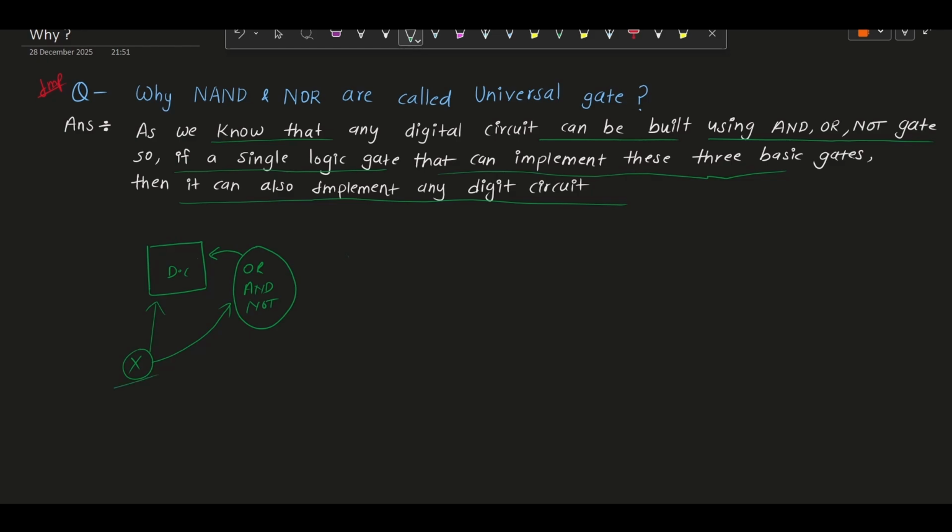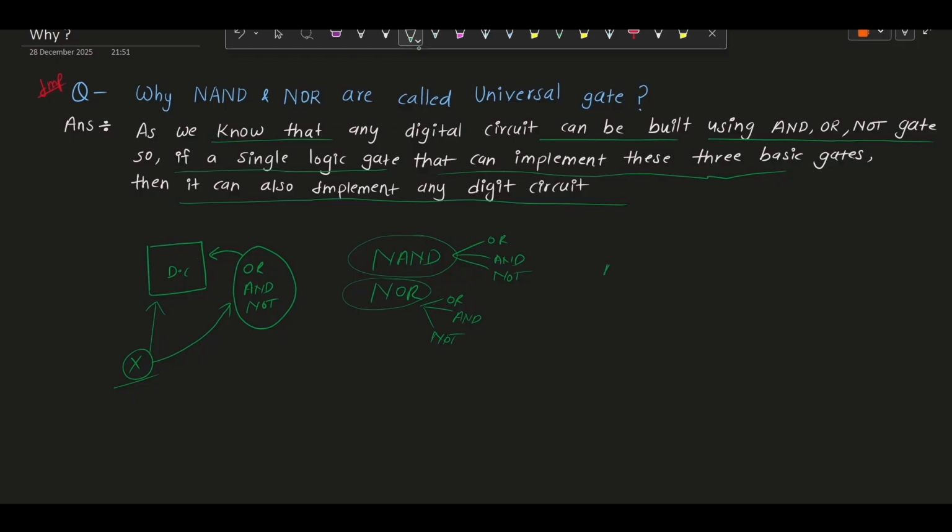So what is the X gate here? That is the NAND gate and NOR gate. So that's why we are calling these two gates universal gates, because with the help of these two gates we can implement these three basic logic gates: AND gate, OR gate, and NOT gate. So if we are able to implement these three basic gates with the help of these two universal gates, then we can implement any digital circuit using a single universal gate. So that's why we are calling NAND gate and NOR gate universal gates.